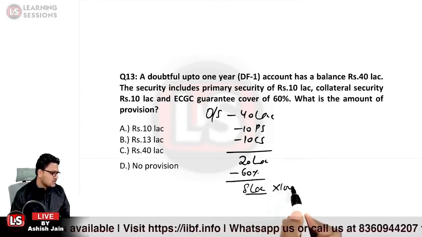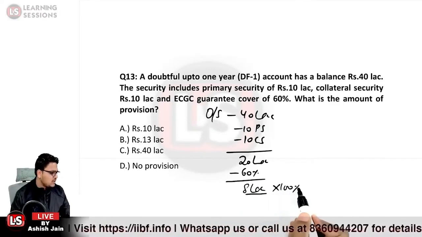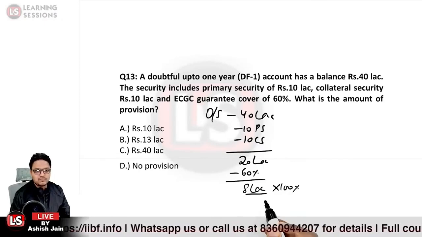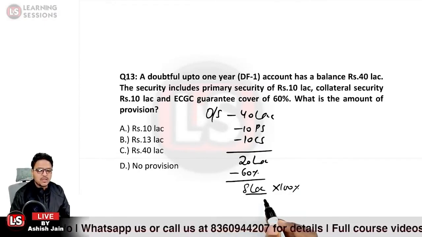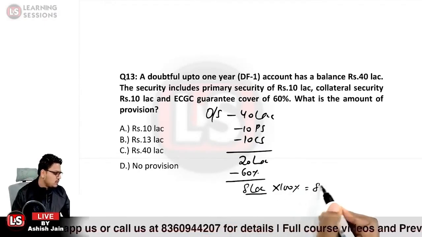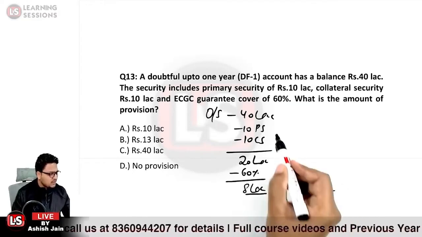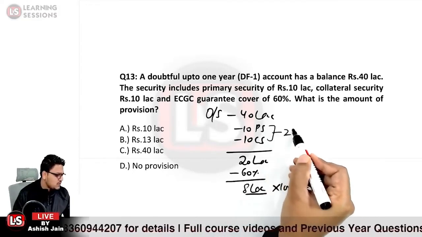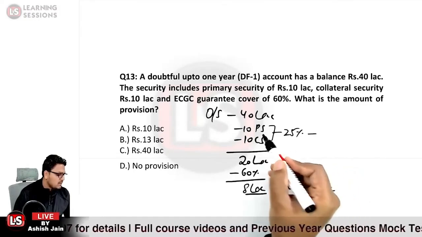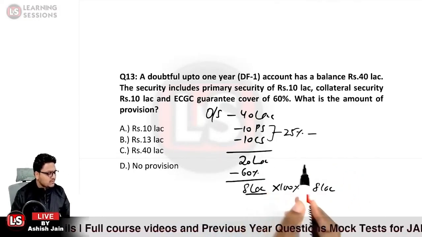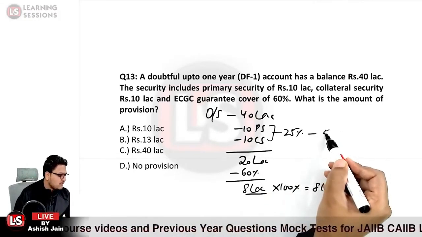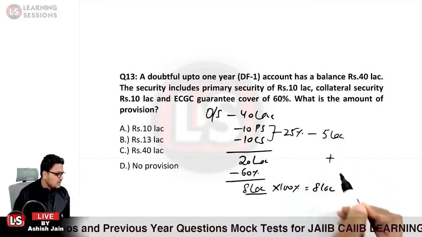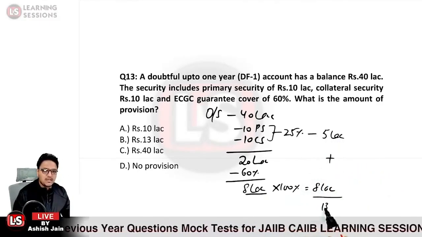at 100%, because it belongs to the DF1 category. So 100% provision for the unsecured part, and it will be equal to 8 lakh rupees. And further, for the secured part of 20 lakh, we'll be creating the provision at 25%, which is equal to 5 lakh. So the total provision that is to be created is 13 lakh rupees.